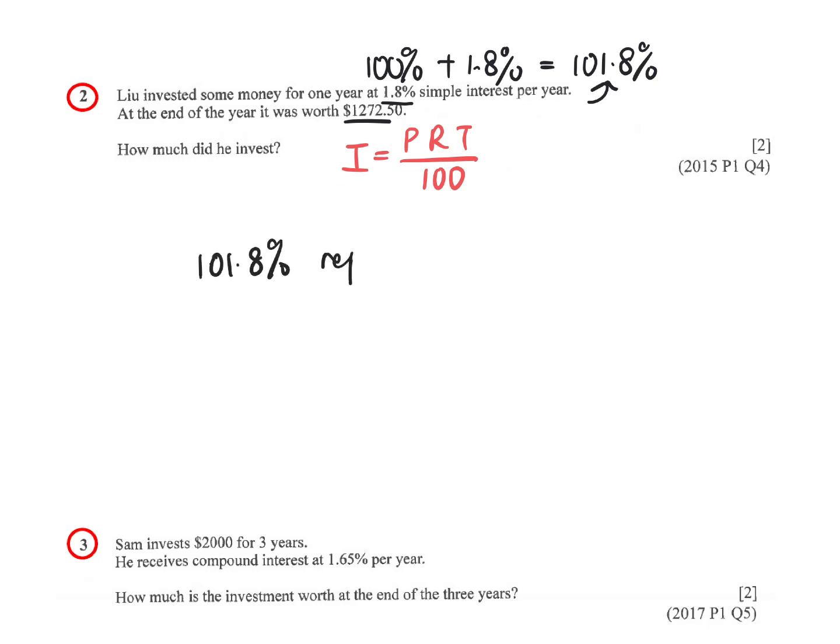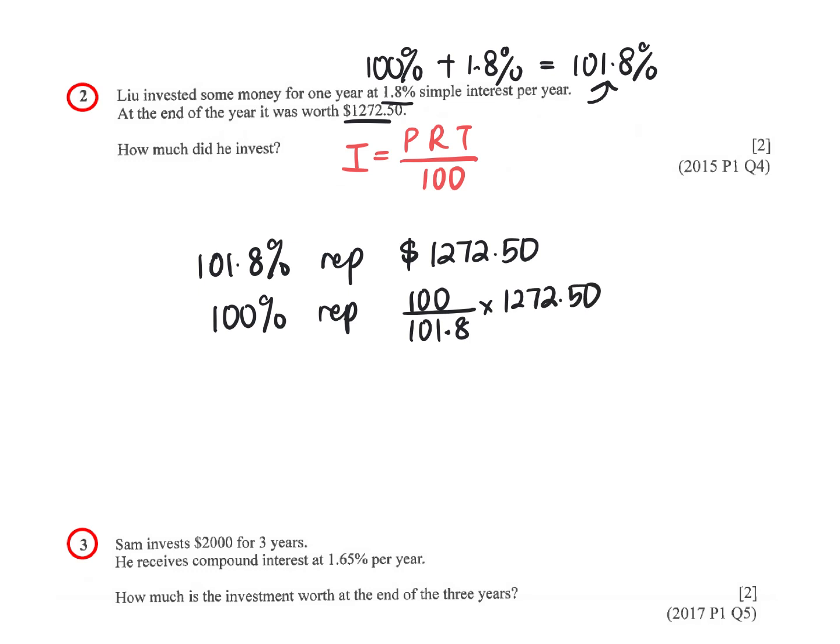So 101.8% represents the amount of money 1272.50. I can work back to find my 100% by taking 100 over 101.8 times 1272.50, or whichever other logical method. In this case, I got my answer 1,250. This is the original amount, how much he invested. So please read the question carefully to see what it is that they really want.